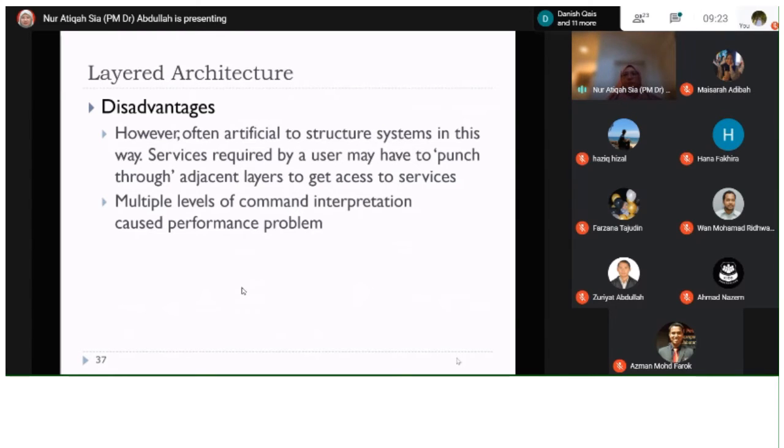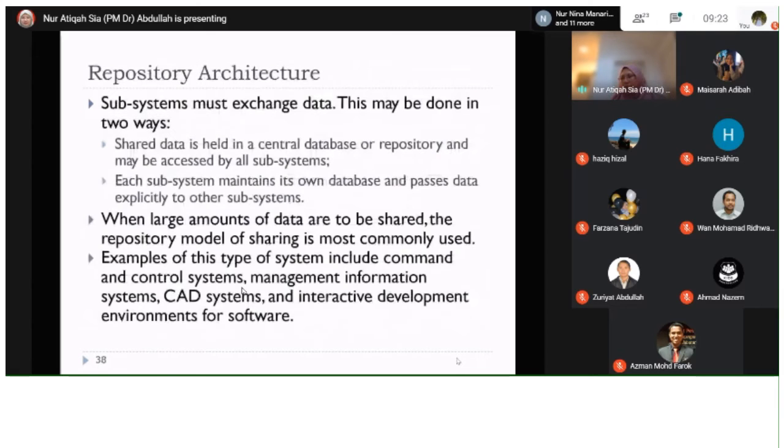But the disadvantage is that multiple layers will cause performance issues. You have to punch through almost many layers in order to get the service. Dia in terms of performance memang out lah untuk layered architecture. Okay, so far ada question tak before we continue?